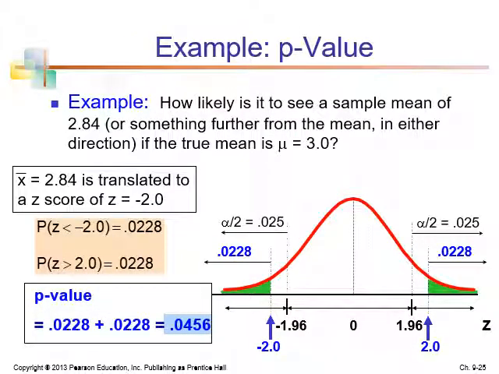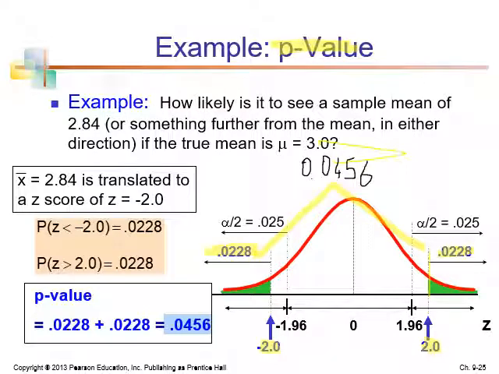Now, if we had decided to test this hypothesis using the p-value, first again, we still calculate z values, and from the calculated z values, we try to find the appropriate p values from the table, and the sum of these two values, 0.0228 and 0.0228, is equal to 0.0456.